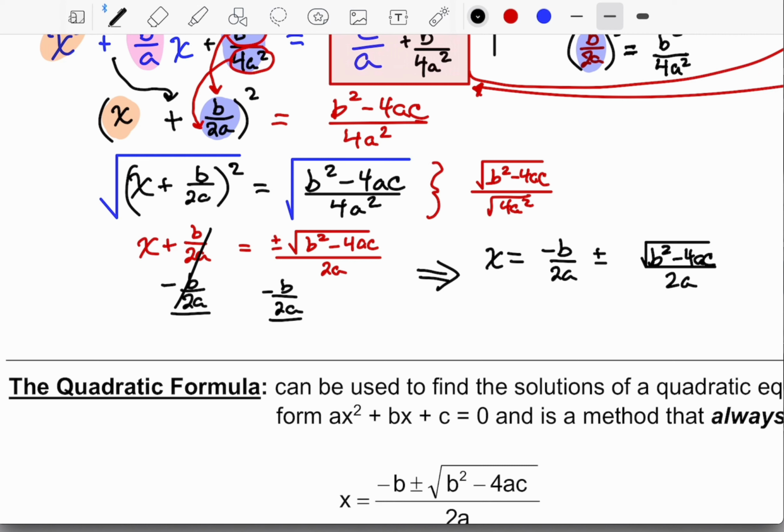Now that would actually be an okay way of writing your final answer here, but the general way of representing the quadratic formula has it all in one fraction. Now fortunately it's already got a common denominator, so that's not bad. All right, just putting the tops together over a 2a. So x is equal to, put our tops together, negative b plus or minus the square root of b squared minus 4ac all over 2a.